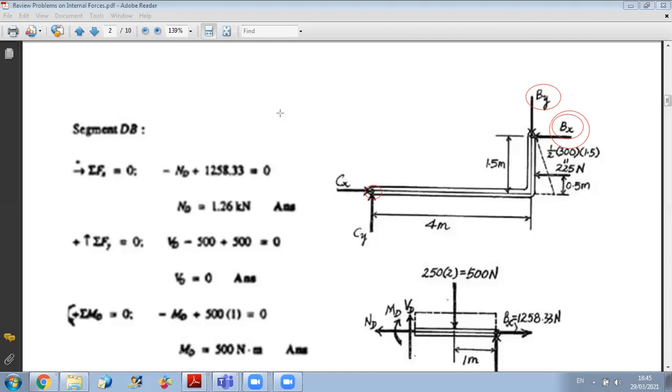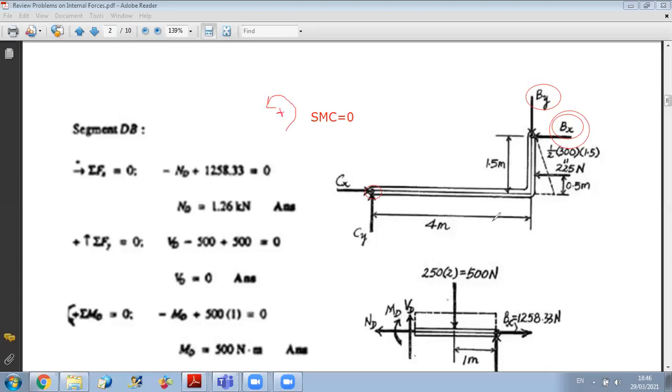Okay, so here to calculate Bx, what can we do? We can do just sum of moments about C. Sigma M_C equals 0. I will select a positive direction. I can take the counterclockwise as positive.